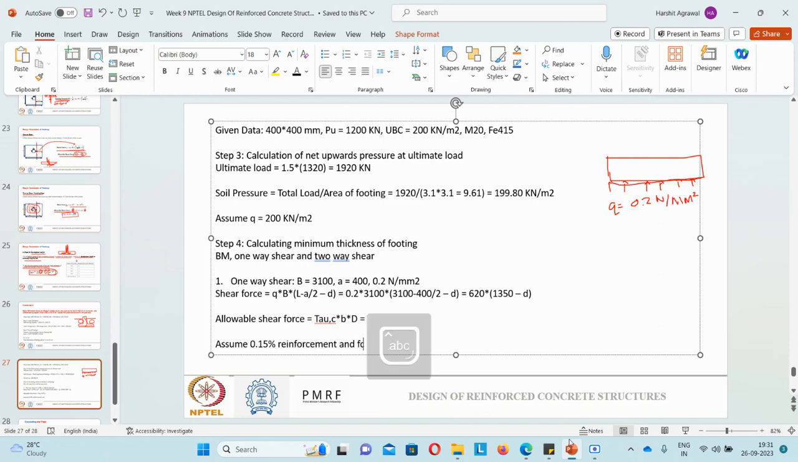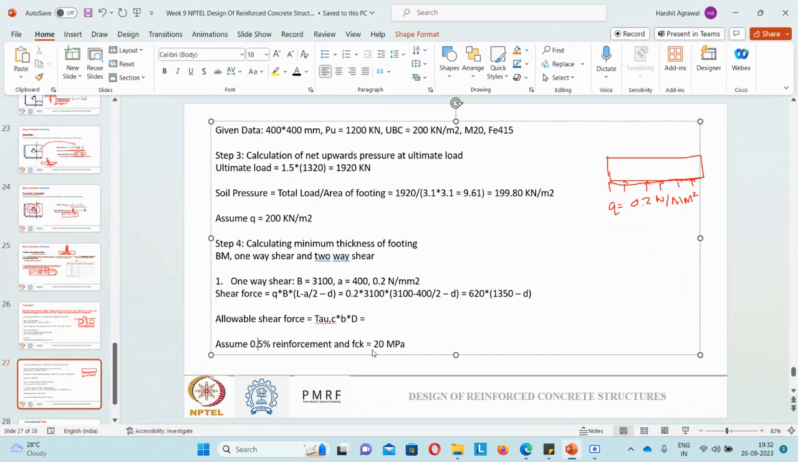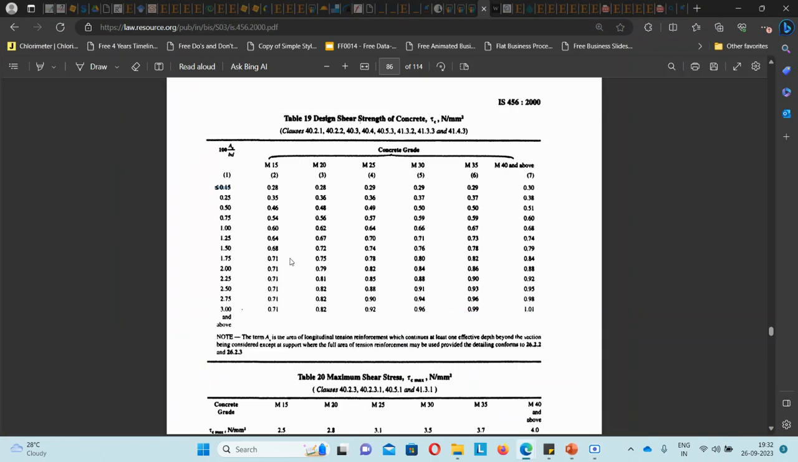Okay, and what was the FCK in the question? M20. So FCK is 20 MPa. So for this M20, let's not take the minimum, we should take a little higher. Suppose I'm taking 0.25% reinforcement. So my tau c for 0.25% and M20 will be 0.36 Newton per millimeter square.